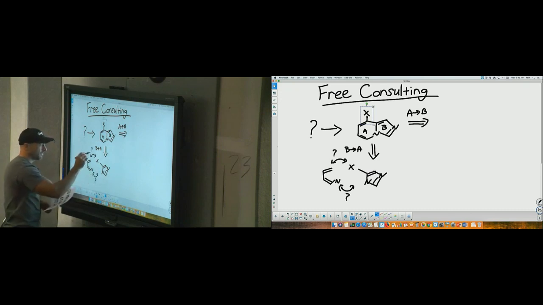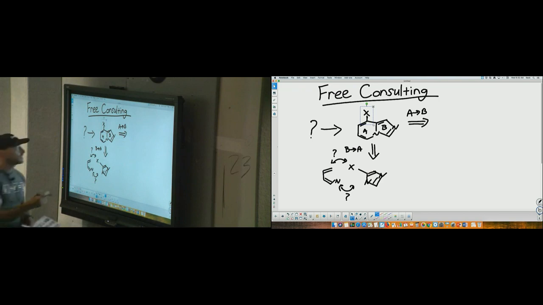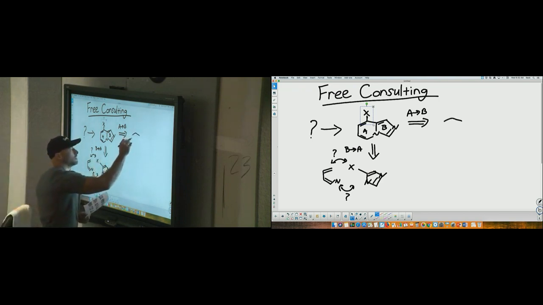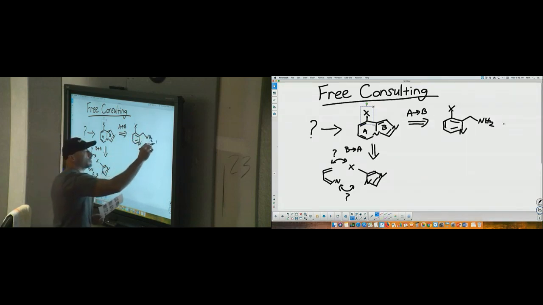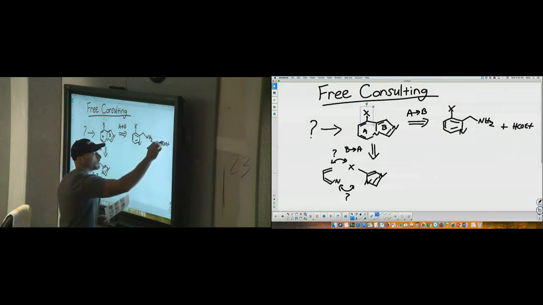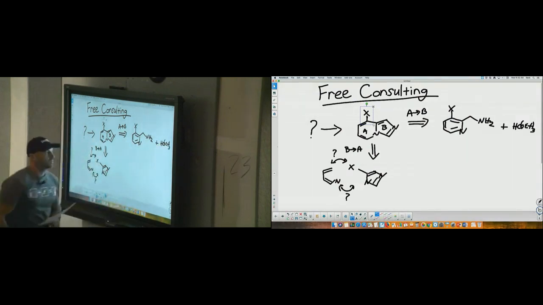Does that look good to you? Like, does it feel good to you? You haven't even learned either of these heterocycles yet, but it still doesn't feel good to you. Let's look at the opposite way. Does that feel better? Do we know how to make this already?